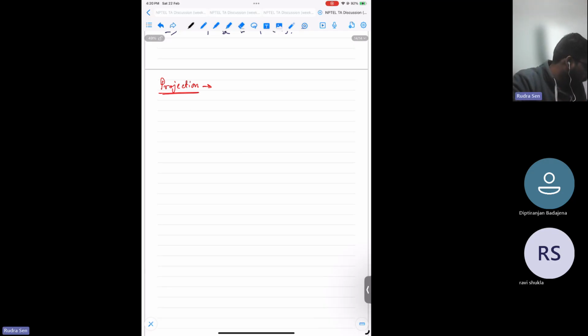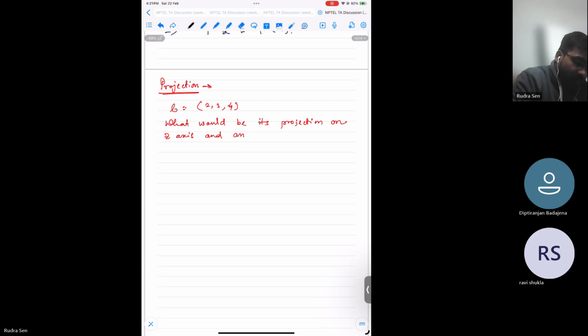So let's say I have a vector B, which is 2, 3, 4. Now, what would be its projection on the Z axis and on the XY plane?